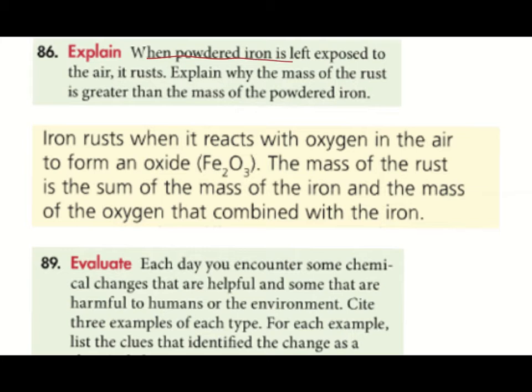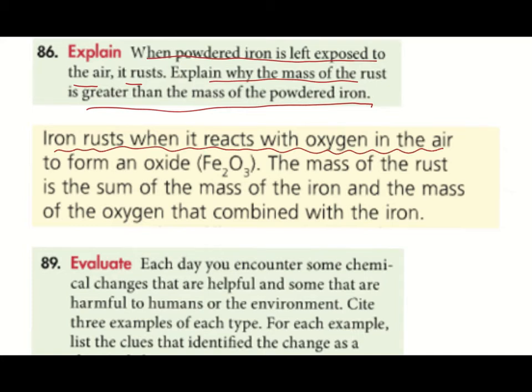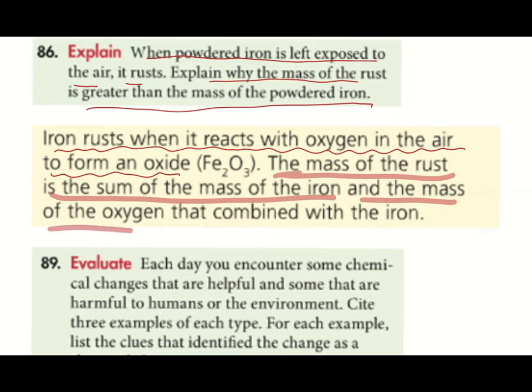When powdered iron is left exposed to the air, it rusts. Explain why the mass of the rust is greater than the mass of powdered iron. Rusting is a chemical change, a chemical reaction. And chemical reaction means that iron reacts with something in air. So rust is formed when iron reacts with oxygen in the air to form an oxide. And of course, the mass of iron and oxygen together is higher than the mass of the iron alone. So the mass of rust equals the sum of the mass of iron and the mass of oxygen.